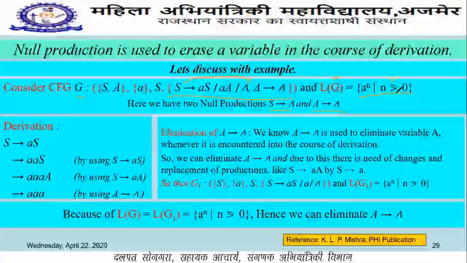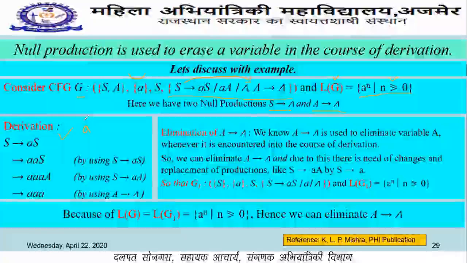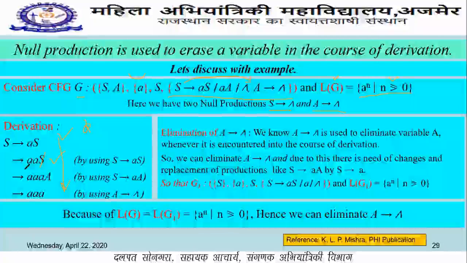Whenever n is greater than or equal to 0, the string is derived by this grammar, and you can see in this derivation, suppose we want to derive 3 a's, where the value of n is 3, then that can be derived by this sequence. And suppose we want to derive 2 a's, then at this stage we apply S tends to null and we erase this also, so we get only 2 a's.